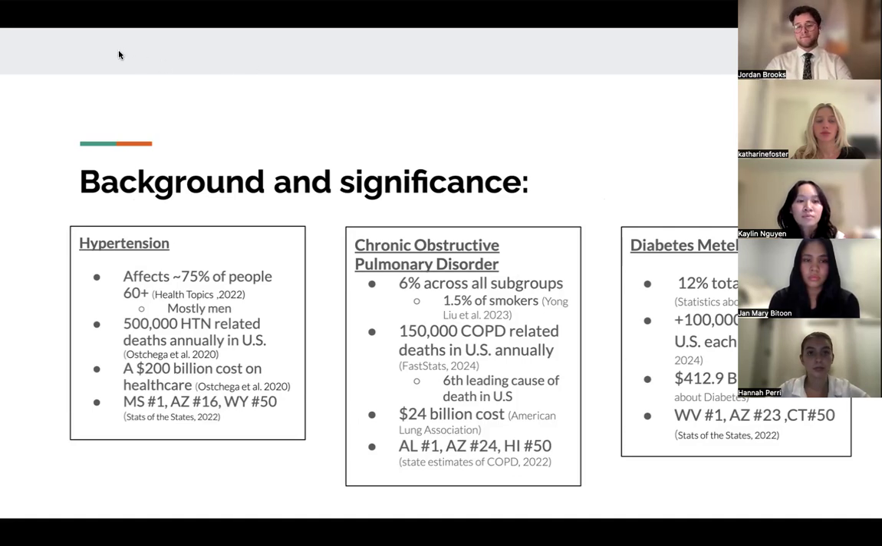Petra also has COPD, which affects approximately 6% of all subgroups, mostly smokers, or 1 to 1.5% of smokers. 150,000 COPD-related deaths, making it the 6th leading cause of death in the U.S. And it is a cost of $24 billion on the U.S. Arizona ranks 24th. Diabetes affects about 12% of the population, with over 100,000 deaths each year in the U.S., and it costs $412.9 billion per year. Arizona is 23rd.